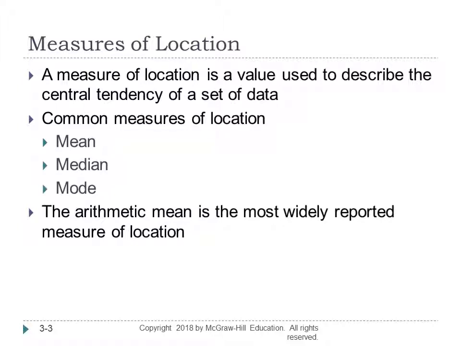A measure of location is a value used to describe the central tendency of a set of data. These measures are calculated for a set of data, and they would give us generally an idea of the data that we are looking at, and where most of the data tends to be. The 3 measures that we will cover are the mean, median, and mode. And the mean being the most widely used measure of location.